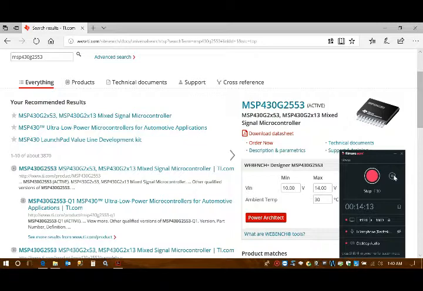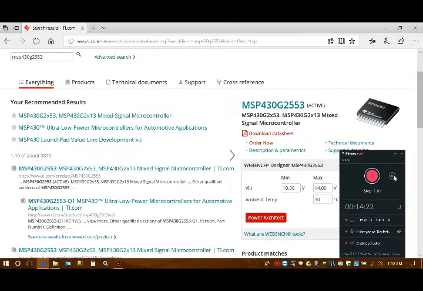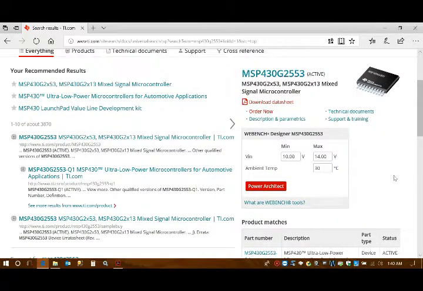Okay, so here again we can see that the microcontroller that we are going to use is here, and the family which we are going to use is MSP430G2553. Here again I would like to tell you that MSP430 I have already told you. G stands for value line series.